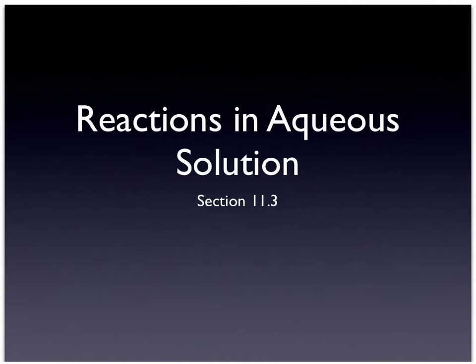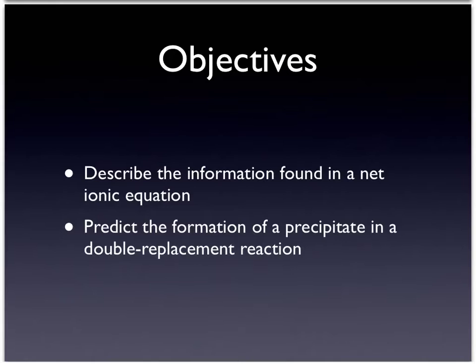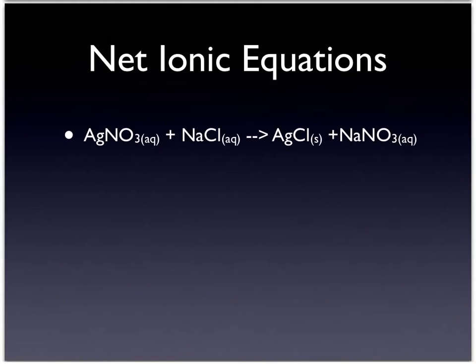Section 11.3 Reactions in Aqueous Solutions. Here are our objectives: describe the information found in a net ionic equation and predict the formation of a precipitate in a double replacement reaction. Alright, here's an example of an equation, and it's pretty common.